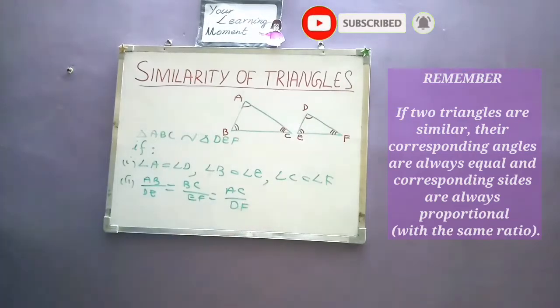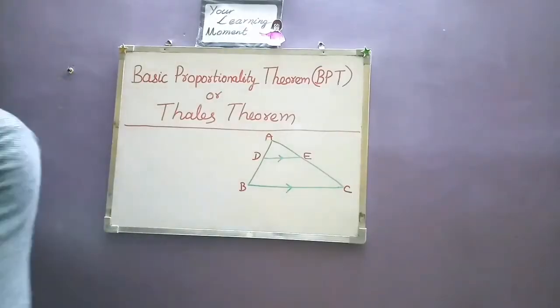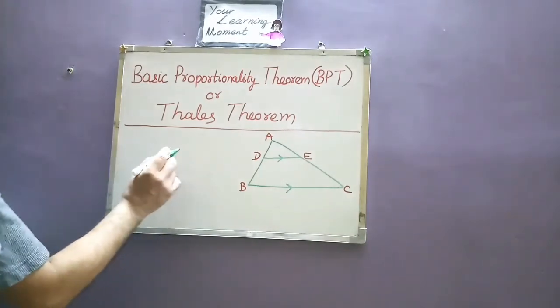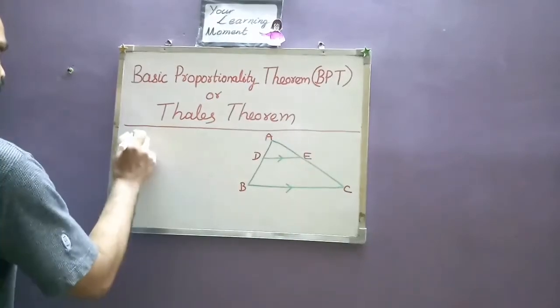Before discussing the criteria for similarity of triangles, let us first discuss a result called basic proportionality theorem, called BPT, also known as Thales theorem. Statement for the basic proportionality theorem: if a line is drawn parallel to one side of a triangle to intersect the other two sides in distinct points, the other two sides are divided in the same ratio.